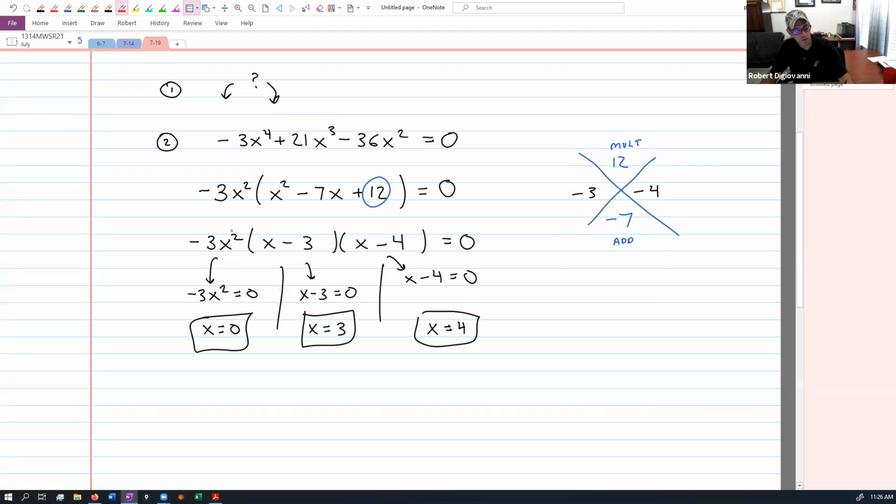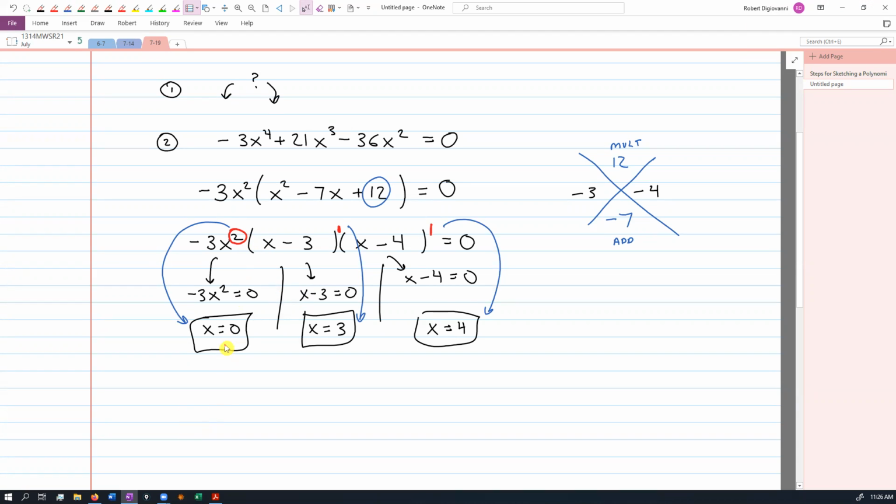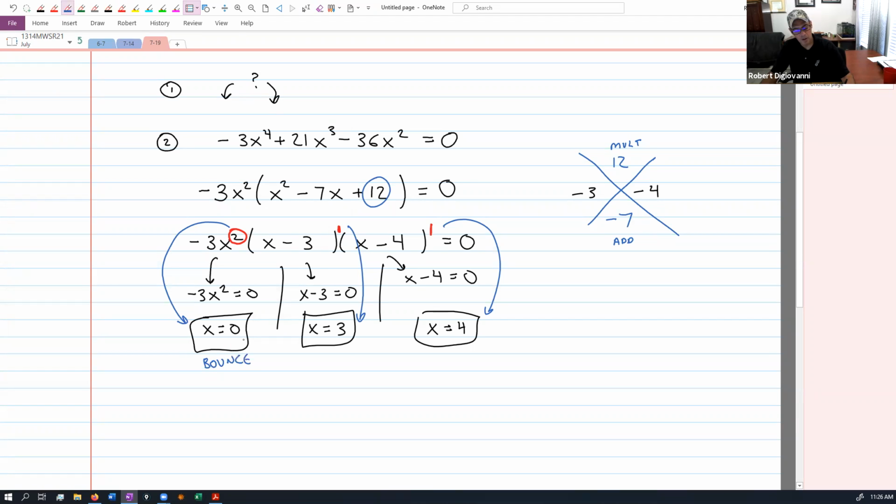And now you want to look at crossing or bouncing. So you look at the powers on the factors. There's a 2 here, there's a 1 here, there's a 1 here. So that 2 tells you what? What does the 2 tell you? What are you gonna do here? That you're gonna bounce. So we're gonna bounce off that one. And then these are 1s, right? Those are odd numbers, so we're gonna cross.